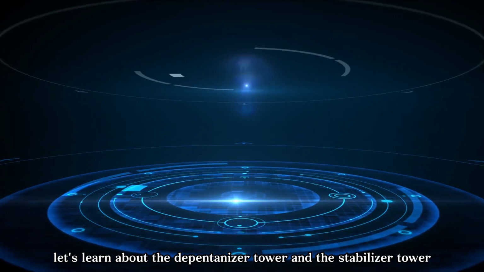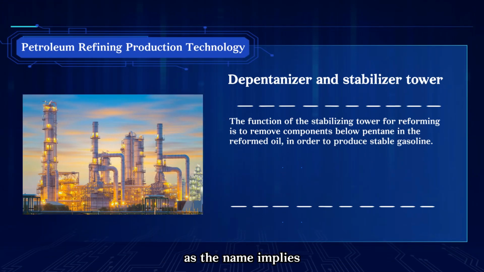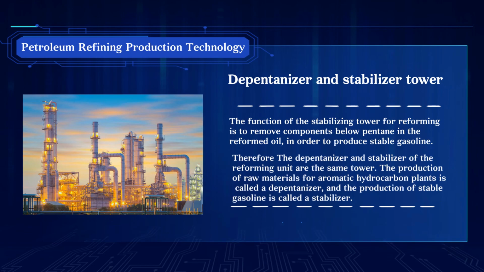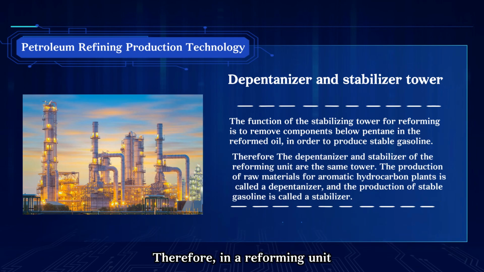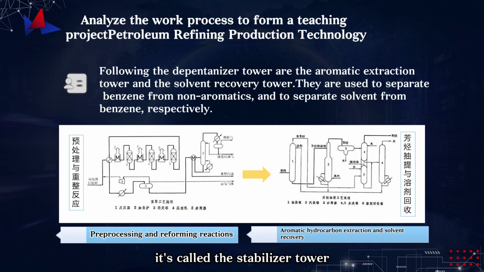Next, let's learn about the depentanizer tower and the stabilizer tower. The reformer stabilizer tower, as the name implies, removes components lighter than pentane from the reformate to produce stabilized gasoline. Therefore, in a reforming unit, the depentanizer tower and the stabilizer tower are the same tower. When producing feed for the aromatics unit, it's called the depentanizer tower. When producing stabilized gasoline, it's called the stabilizer tower.